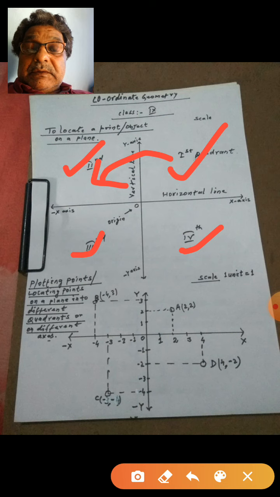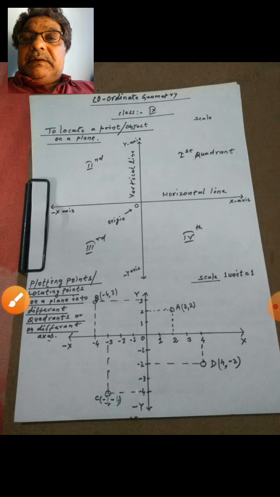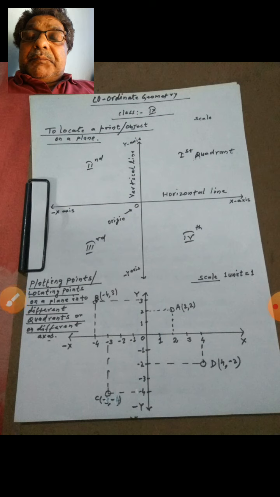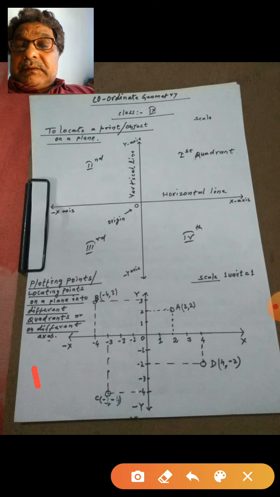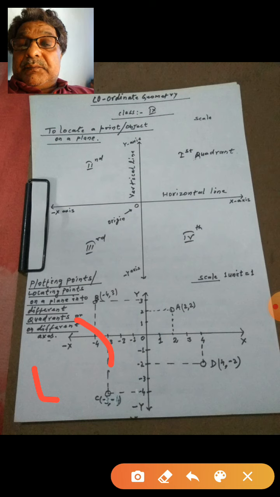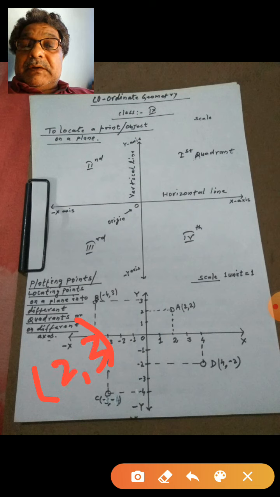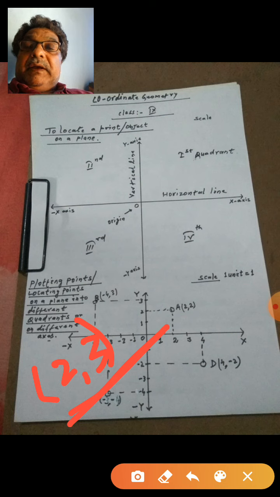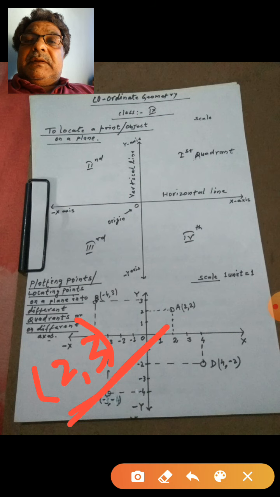Now, students, a point is defined here with a pair of values inside a small bracket, putting a comma between them. For example, I write here a point (2, 3). When we write two values in this way, in a small bracket with a comma between them, this pair of values represents a point in coordinate geometry.